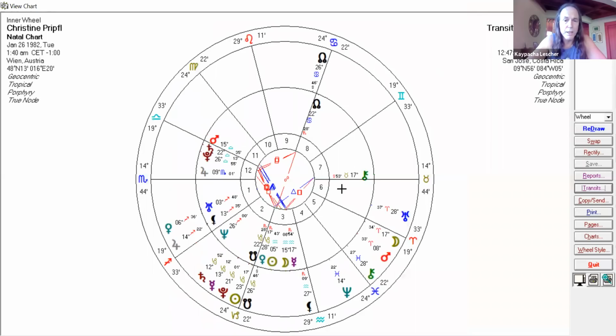So this is a big year of Uranus coming up to square the sun, Saturn coming up to square Mars. Yes, you are going to have to fight your way out of it, and what you just want to remember is, it's a paper bag.